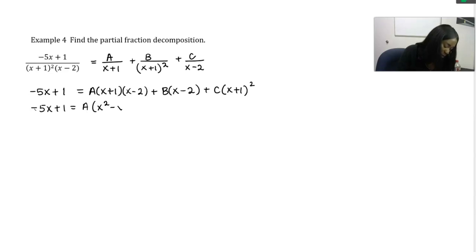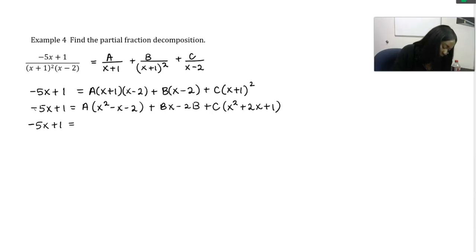So now I'm going to start doing some expanding to simplify this. We have x squared minus x minus 2. I'm foiling that out. I'm going to go ahead and distribute this: Bx minus 2B. And then I'm also going to expand that x plus 1 squared to give me x squared plus 2x plus 1. I'm going to distribute the A: Ax squared minus Ax minus 2A, plus Bx minus 2B. And then I'm going to distribute the C: Cx squared plus 2Cx plus C.